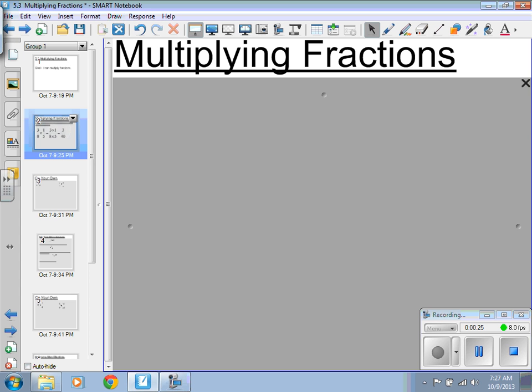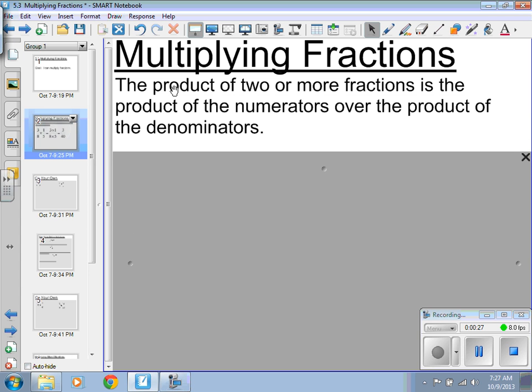Multiplying fractions. The product of two or more fractions is the product of the numerators over the product of the denominators. Please feel free to write this in whatever words you feel maintain the same meaning, but you can put it in your own words just like you would in class.